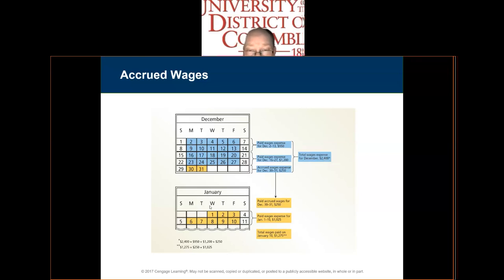So the following month, I paid out the $250 plus the wages that were expensed for those first 2 weeks of January. So for the total of that first 2 weeks of January, I paid out $1,275. And that's accrued wages.